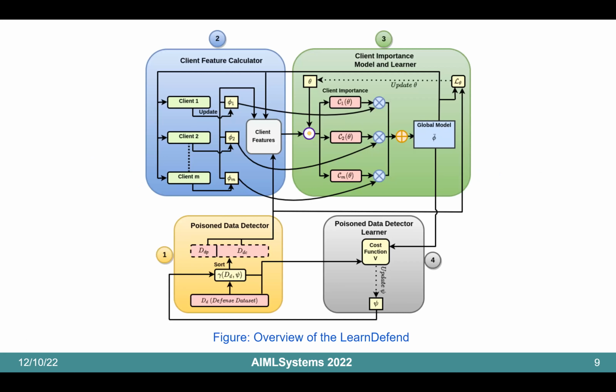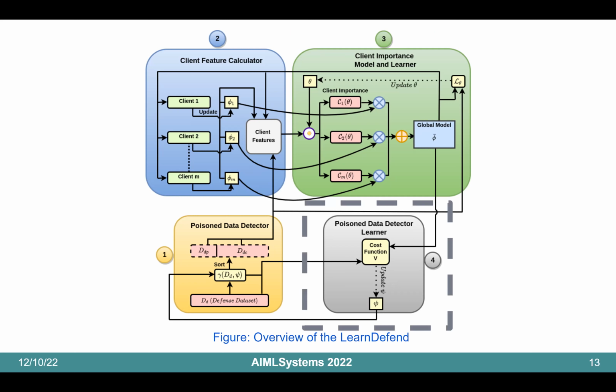Let us discuss each block. The first block is a poison data detector. Here a defense dataset DD is used for detecting poison points using a PDD network gamma parameterized by psi. The second block is a client feature calculator. Here the detected data from block 1 along with the client and global model parameters are used for calculating client features. The third block is a client importance model and learner. The features calculated in block 2 help in calculating client importance, which aids in computing the average weighted global model. And then the client importance parameter theta is updated.